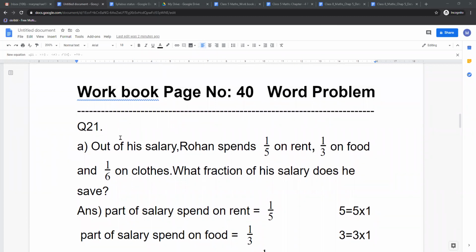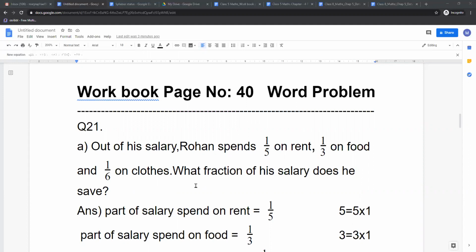Question number 21. Out of his salary, Rohan spends 1 by 5 on rent, 1 by 3 on food, and 1 by 6 on clothes. What fraction of his salary does he save? What is the question? From the total salary, Rohan is spending 1 by 5 part of it on rent, 1 by 3 part of it on food, and 1 by 6 part of it on clothes. The question is, what is the fraction of the salary he saves?